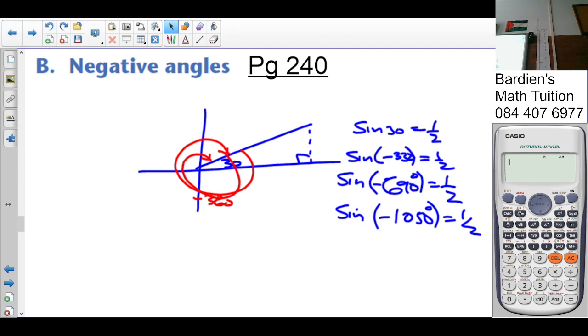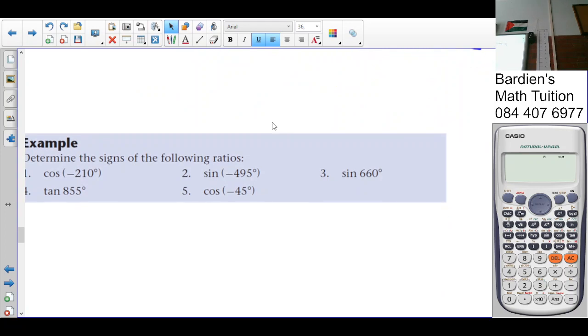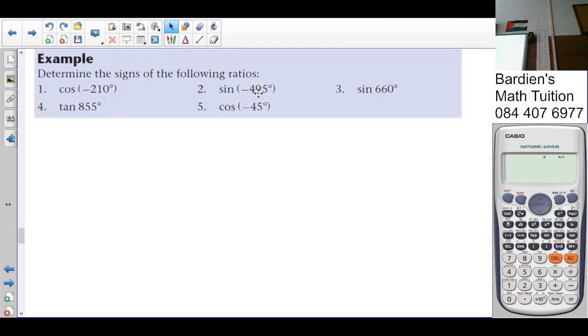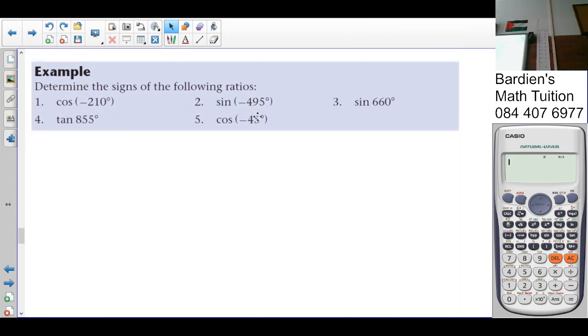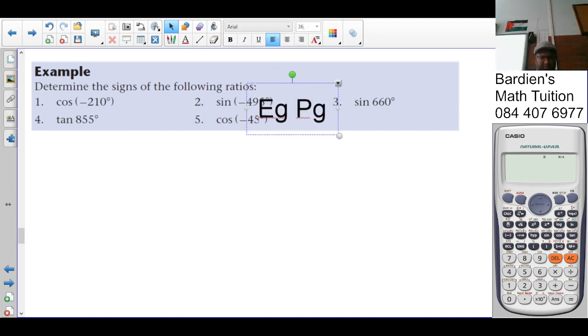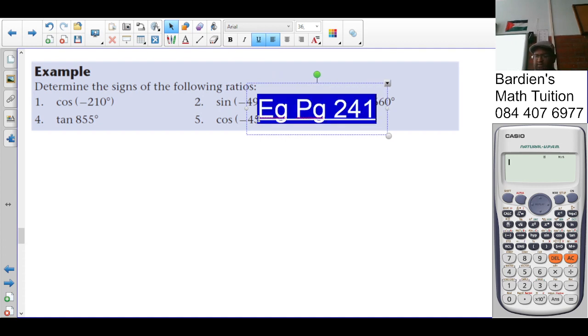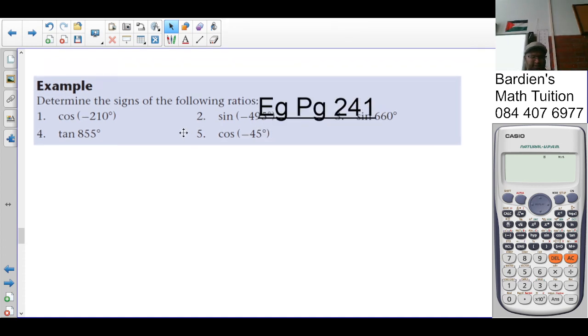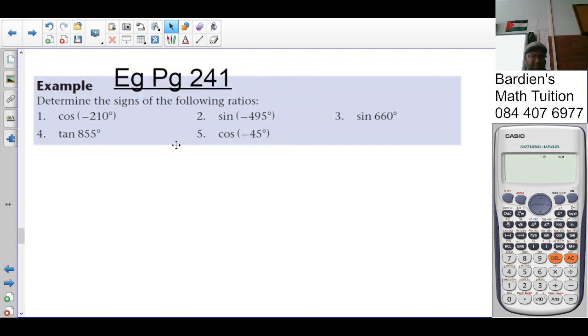Are you still confused about that? You can read through page 240 and look at the textbook's example. Now we're going to look at the examples on page 241. The question says determine the sine, and as we did before, we worked out the whole thing. Okay, so let's look at number 1.